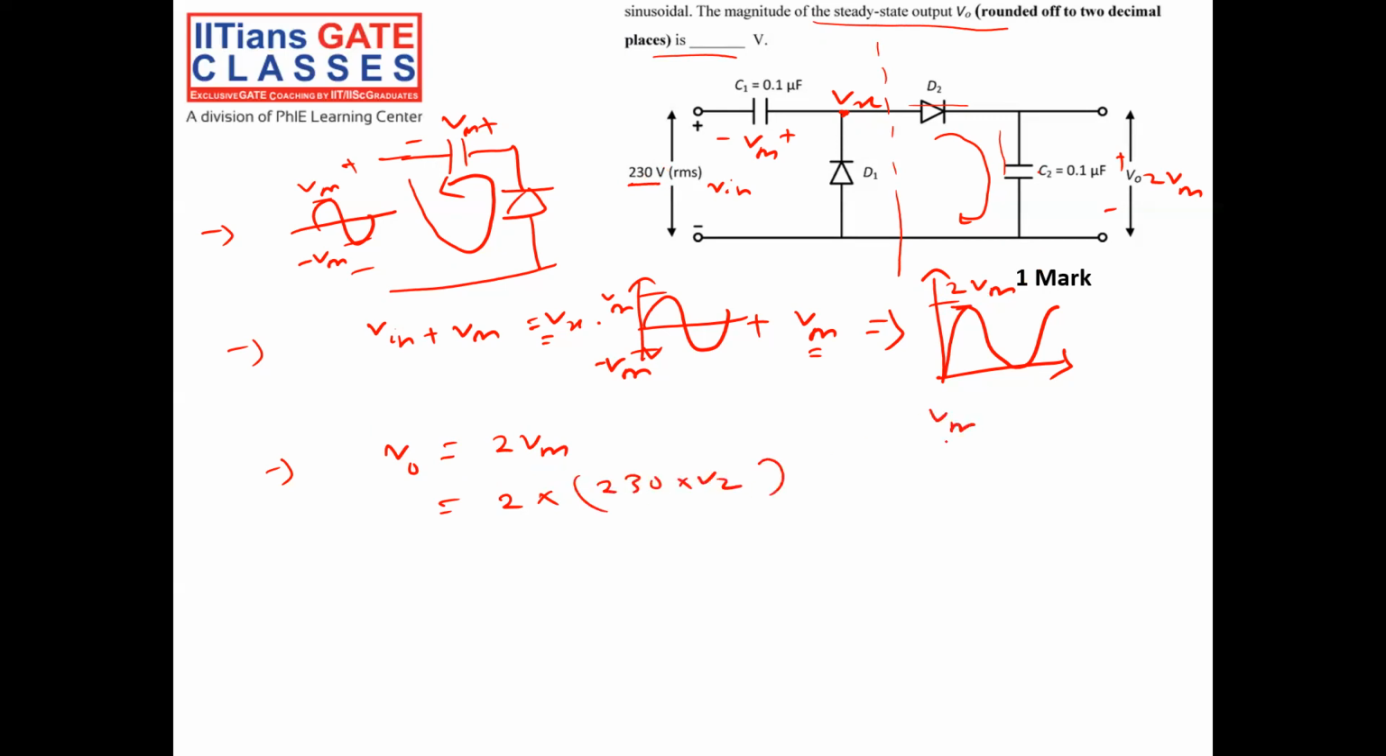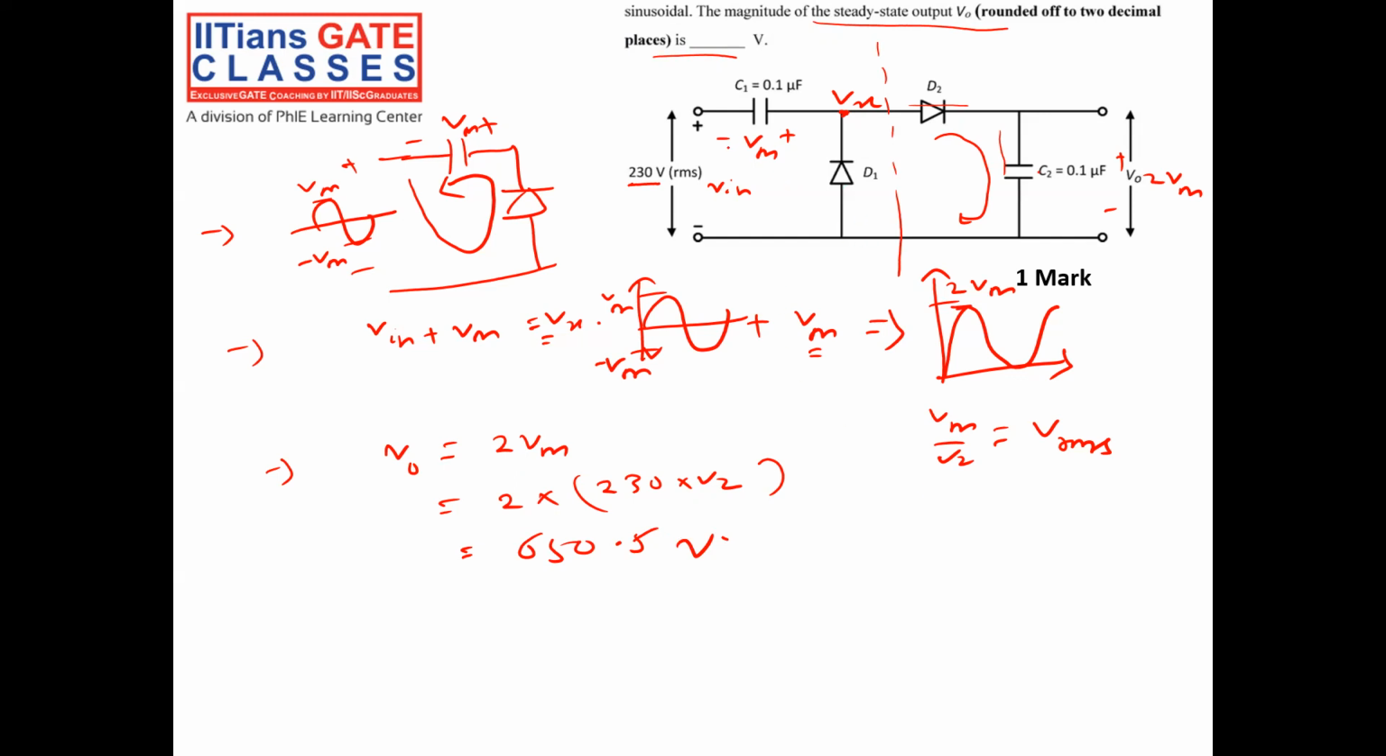Right? Because I know Vm by root 2 is equal to Vrms of a sinusoidal waveform. So what is the answer? Let's calculate it. 2 into root 2 into 230. It gave me 650.5 volt. Okay. So this is a voltage doubler circuit.